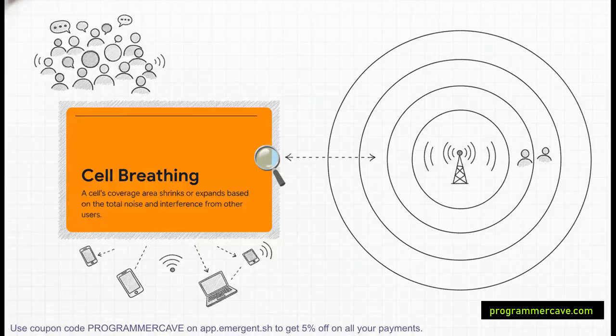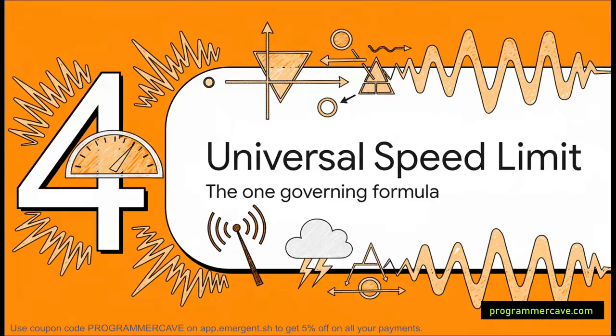And when people leave and it gets quiet again, the range expands. It breathes out. So we've got this great intuitive grasp on signal versus noise. Now let's put some math to it. Let's look at the beautiful, elegant law that describes this relationship and sets a hard speed limit for every wireless channel in existence. This is it.